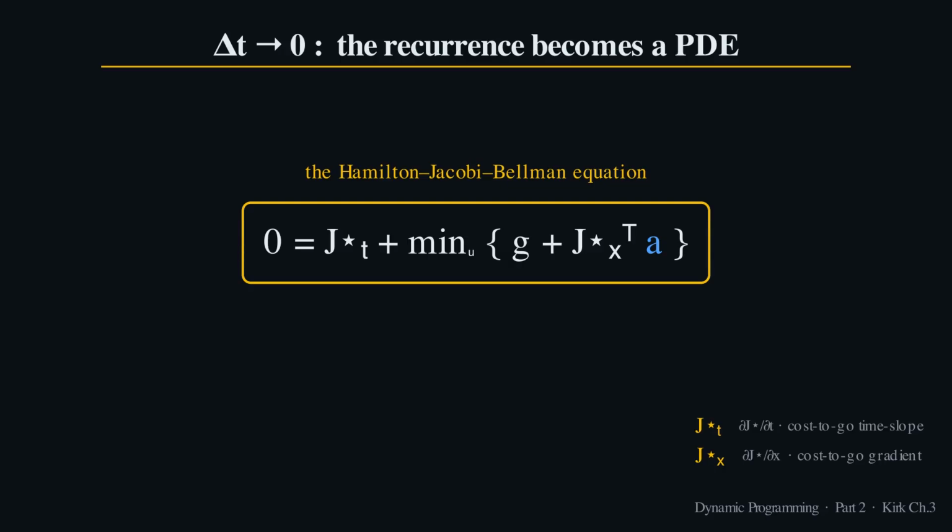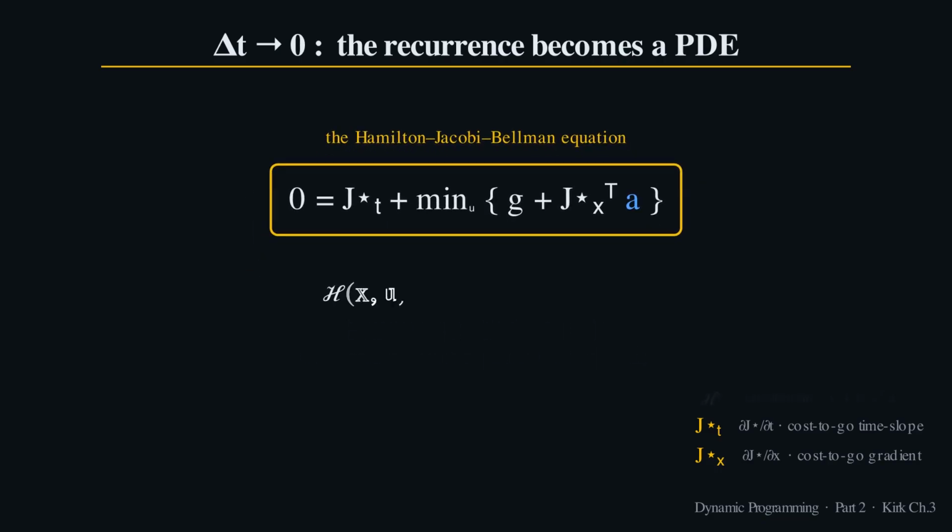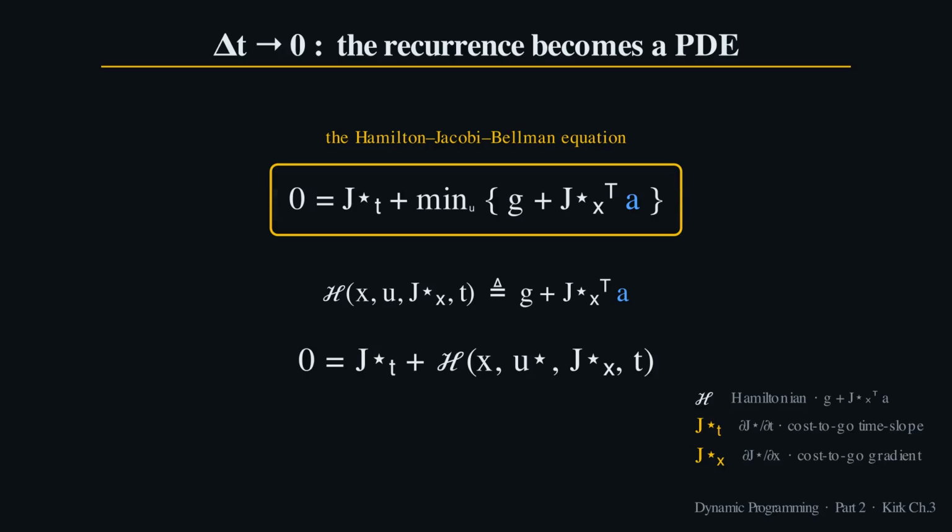That is the Hamilton-Jacobi-Bellman equation. Its boundary condition is simply that at the final time, the cost to go is the final penalty. We give that bracketed quantity a name, the Hamiltonian H, and the equation reads even cleaner. 0 equals the time slope plus the minimized Hamiltonian. It is the continuous time twin of Bellman's backward recurrence. Same idea, no grid.